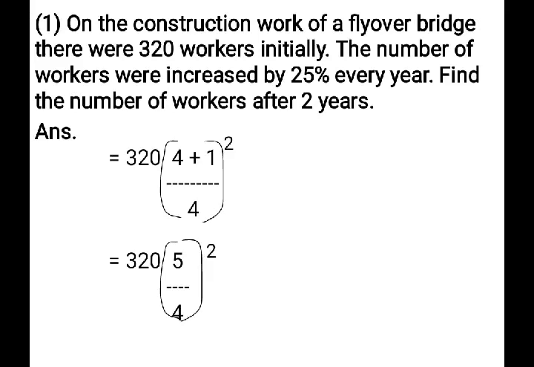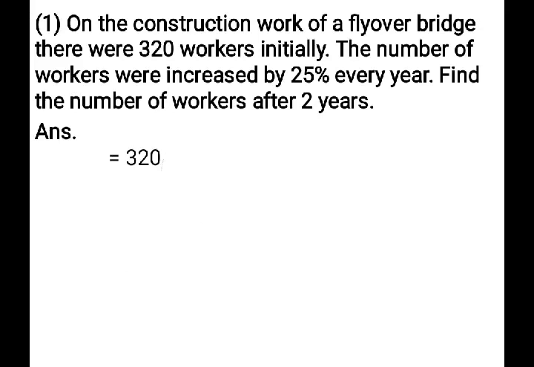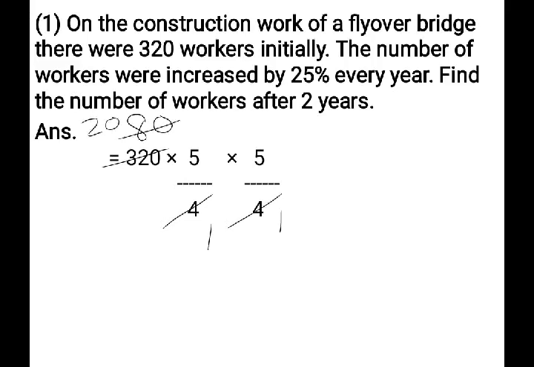5 upon 4, you have to write in multiplication form 2 times because index 2 is there. Now all this you have to write in multiplication form. That is 320 into 5 upon 4 into 5 upon 4. Now you have to do the cancellation. The table which is going: 4 ones are 4, 80s are 320. 4 ones are 4, 20s are 80. Now you have to multiply this. 5 square, how much? 5 square is 25. That is equal to 20 into 25.